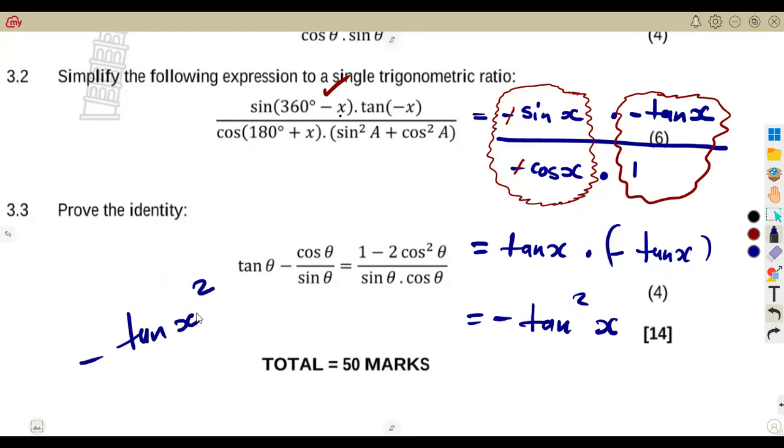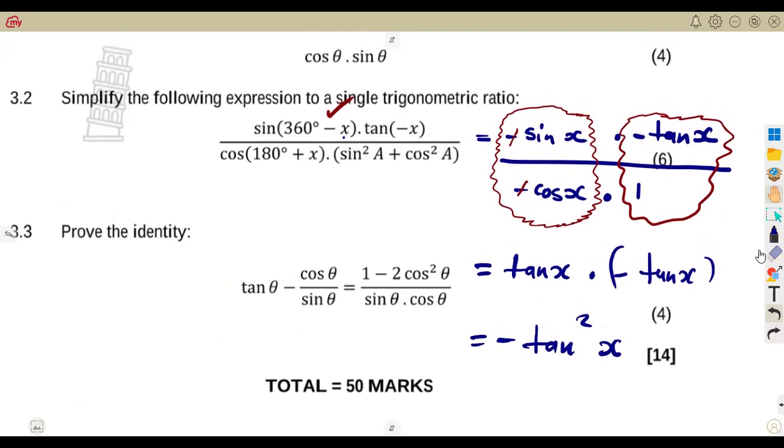Not this way, not minus tan x squared like this. This is totally wrong. The 2 there is not on x. No, it affects the tan directly, like this. Or if you want, you can have it in brackets, then you square it like that. You cannot say it's on x squared. No. That one is a wrong presentation at all. A total wrong presentation. So that is a single trigonometric ratio that we are obtaining at the end.